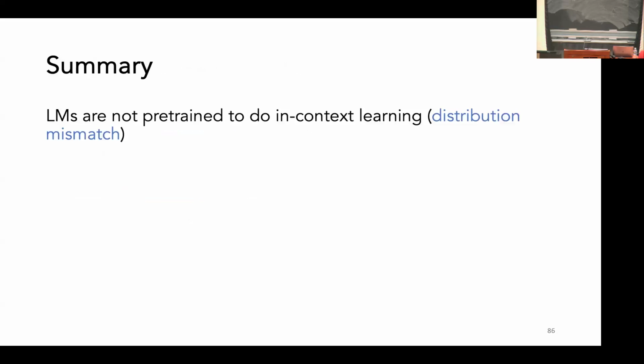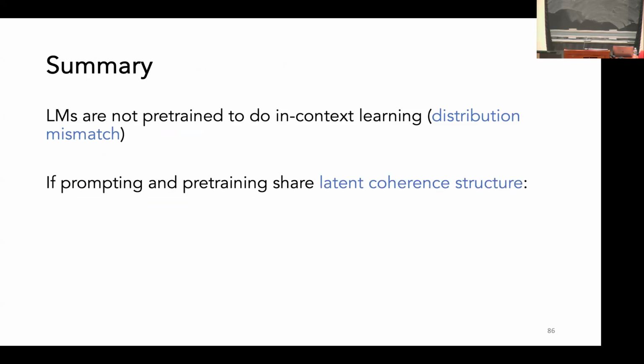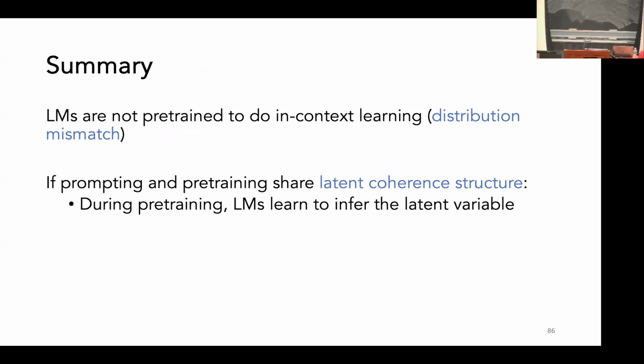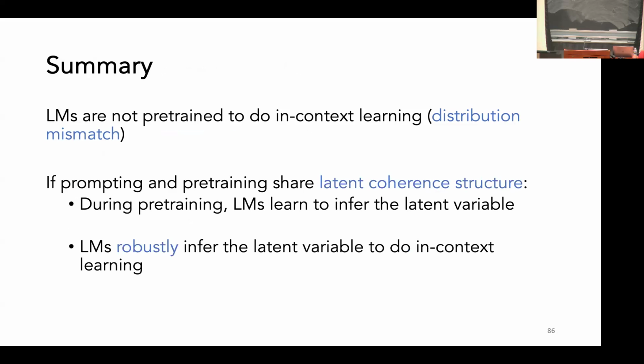So as a summary, language models are not pre-trained explicitly to do in-context learning because there's a distribution mismatch between pre-training and prompting. However, if the pre-training and prompting distributions share the same latent coherence structure, then during pre-training, language models will naturally learn to infer this latent variable. And what we find is that they're able to transfer this capability to infer the latent variable robustly, despite the distribution mismatch, to enable in-context learning.